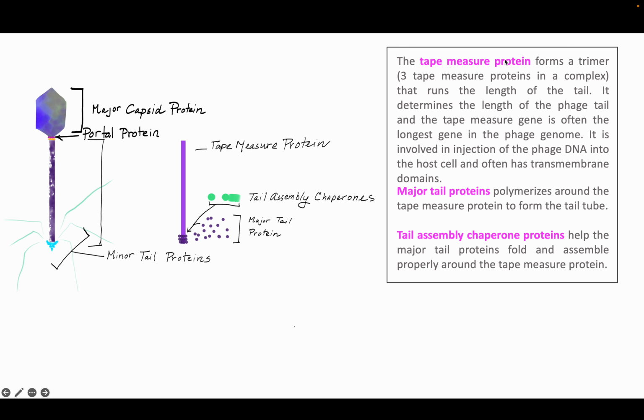So the tape measure protein is a really, really long protein, and it forms a trimer. And a trimer is essentially 3 proteins in a complex. So 3 tape measure proteins kind of twist together to form a trimer. And it runs the length of the tail, and in fact, it determines the length of the phage tail. And so the longer the phage tail, the longer the tape measure protein gene is. And in fact, the tape measure protein gene is often the longest protein in the phage genome. It's not always true, but for most phages, this is true.